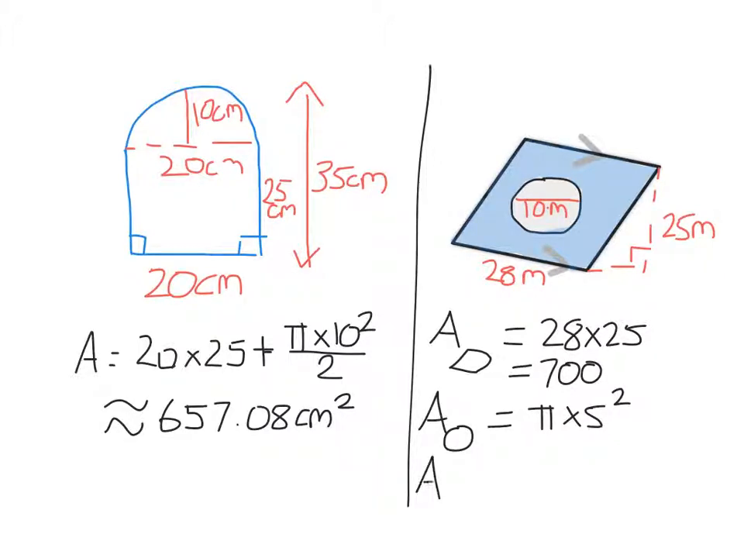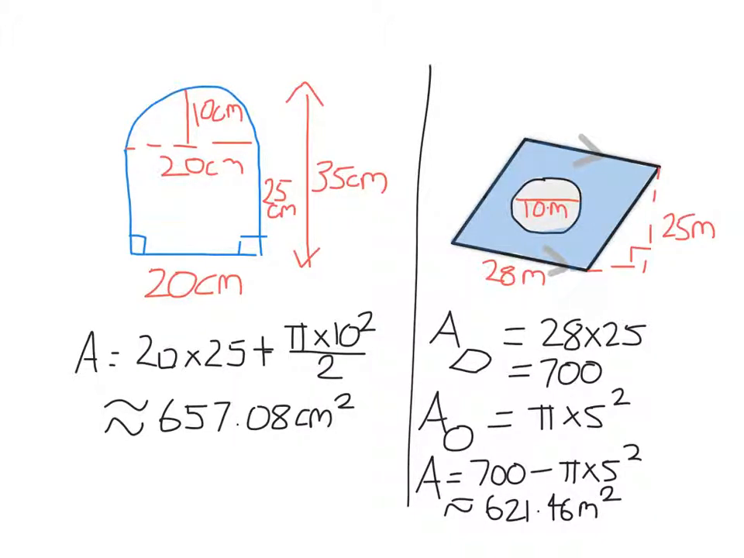What I want to put on my calculator is 700 minus pi times 5 squared to be as accurate as possible. And the answer I get, again to 2 decimal places, is about 621.46. This time I'm in meters squared. So area is pretty easy.